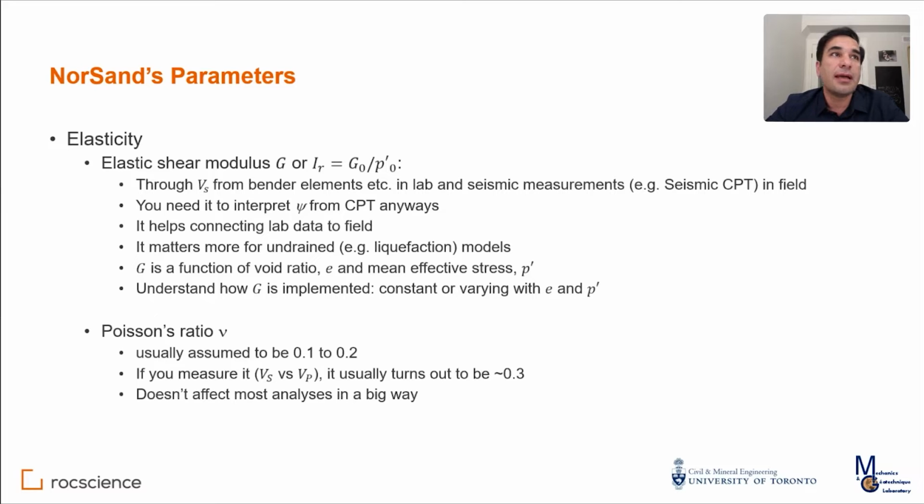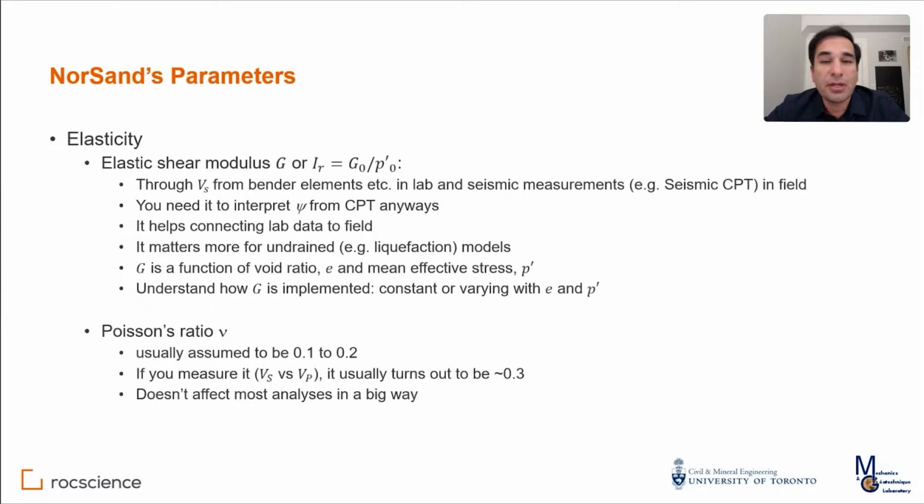For elasticity, you put it in as the elastic modulus G or the elastic rigidity I sub R, which is just the ratio of G to your initial mean effective stress. Obviously, you measure this from Bender elements in lab, and you can measure it from shear wave velocity in the field. You need shear wave velocity and G in order to interpret CPT properly anyways, if you're getting the state parameter. So you might as well put that into Norsand. It matters more for undrained models than drained models. And G is a function of the void ratio and mean effective stress.